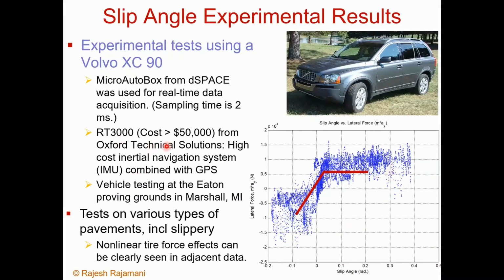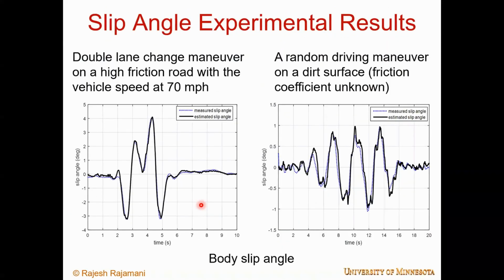We used an expensive RT3000 IMU combined with the GPS system in order to find reference slip angles with which our own slip angle estimates could be compared. And these are some experimental results that are shown in the next couple of slides.